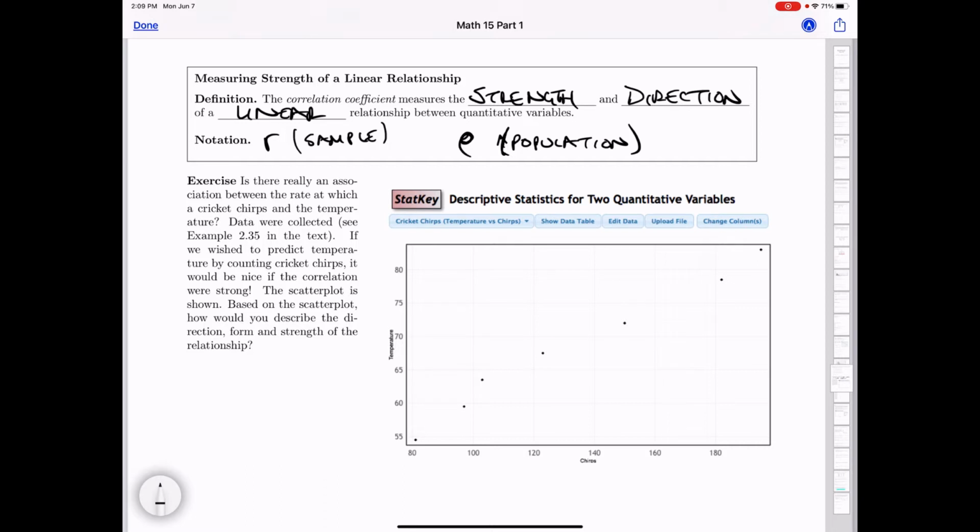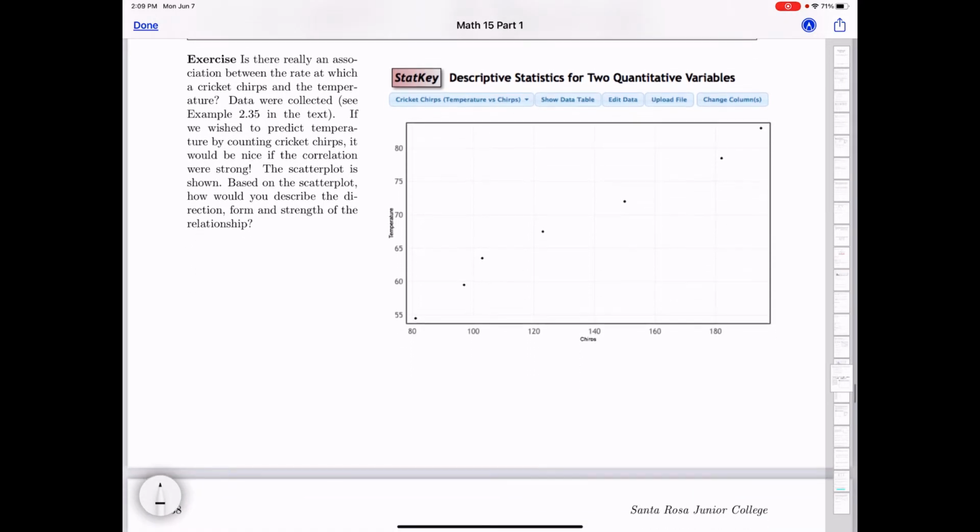Is there really an association between the rate at which a cricket chirps and the temperature? Data was collected. You can see your textbook, example 2.35 if you'd like. If we wish to predict the temperature by counting cricket chirps, it would be nice if the correlation were strong. The scatter plot is shown. Based on the scatter plot, how would you describe the direction, form, and strength of the relationship?